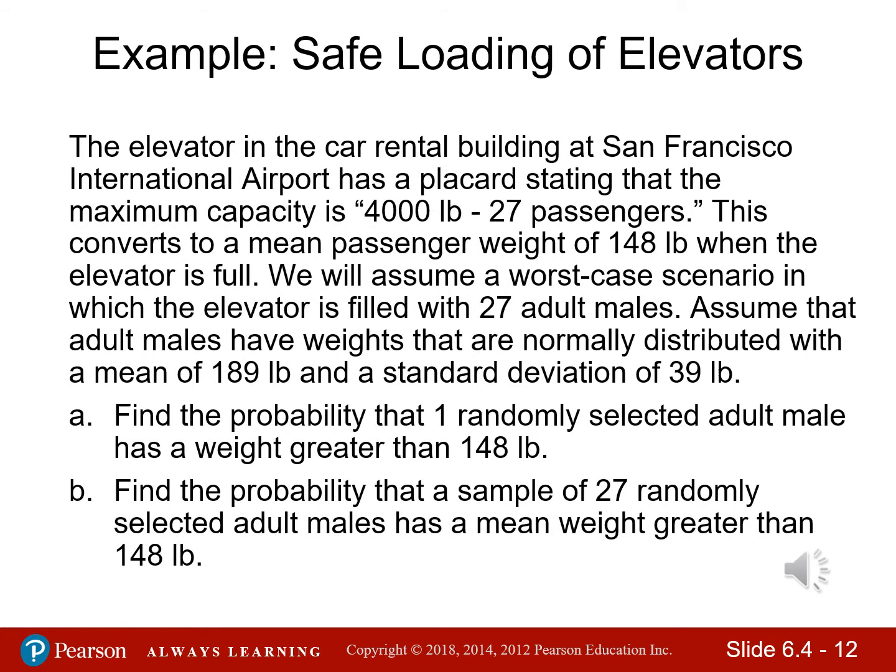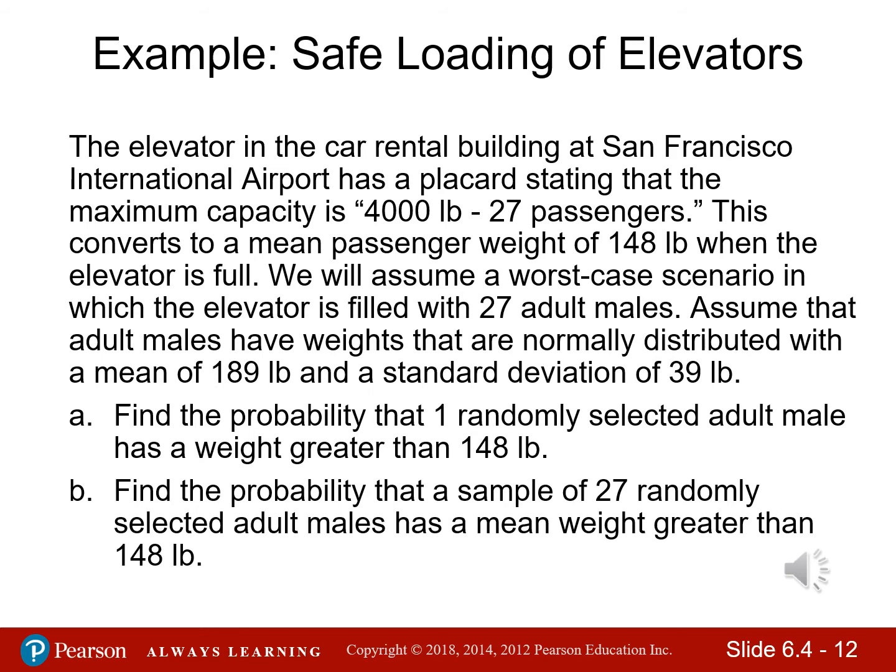Let's consider this example of safe loading elevators. The elevator in the car rental building at the San Francisco International Airport has a placard stating that the maximum capacity is 4,000 pounds or 27 passengers. This converts to a mean passenger weight of 148 pounds when the elevator is full. We will assume a worst-case scenario in which the elevator is filled with 27 adult males.